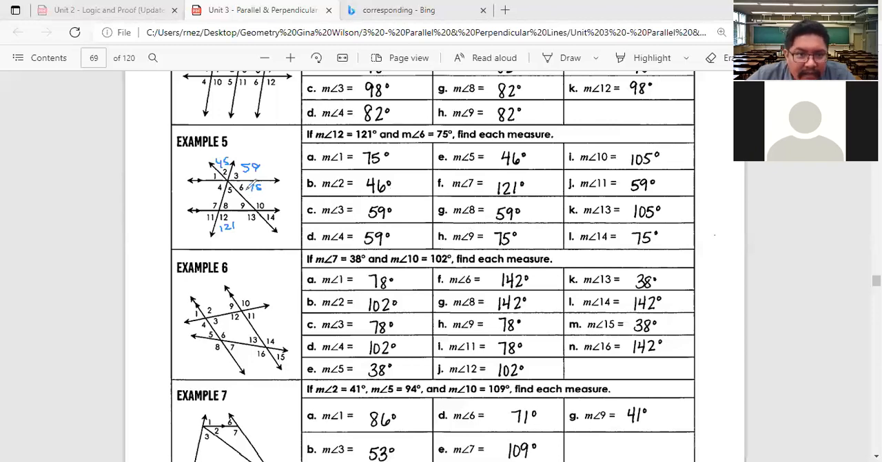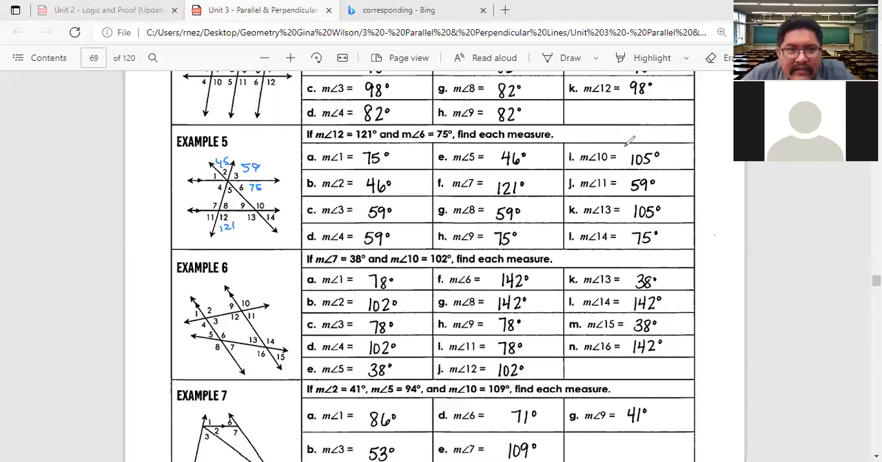All right, number 9, if I look here, 7, I'm sorry, not 7, what am I talking about? 6 and 9 are alternate exterior angles. Since they're alternate exterior angles, that must mean that they would be congruent. 6 and 9, so that takes care of that.